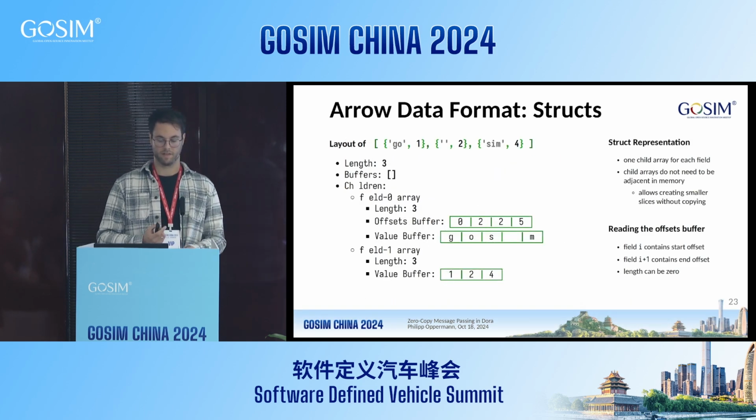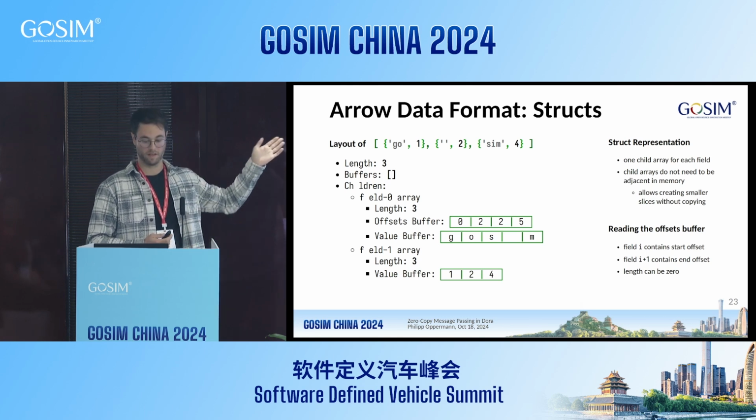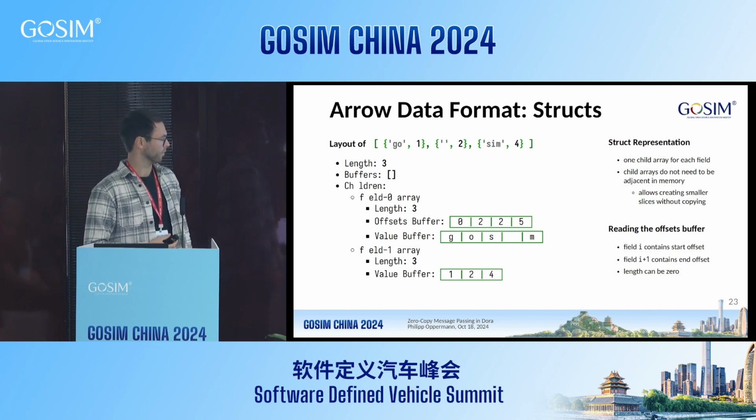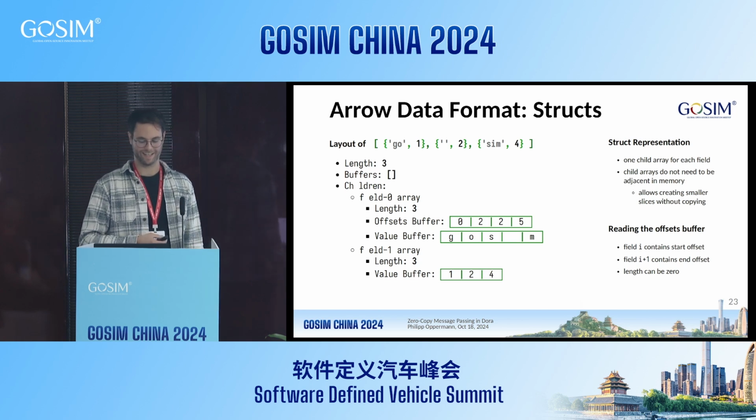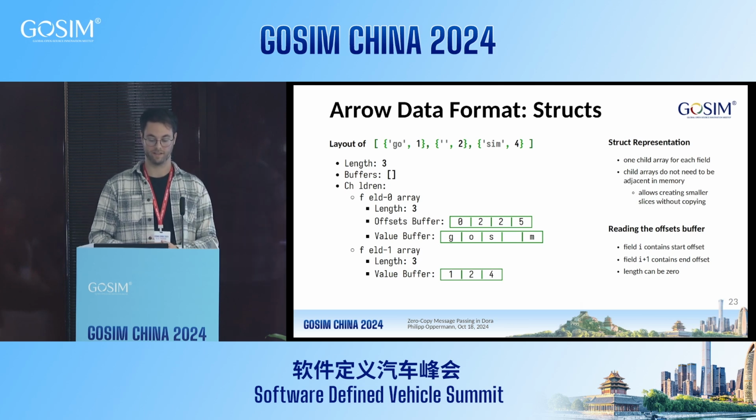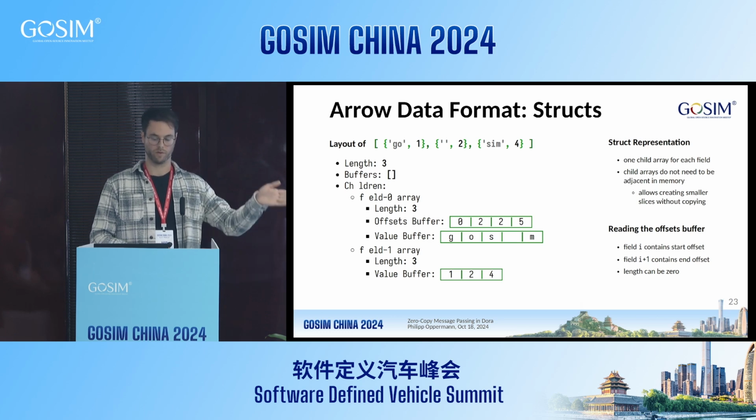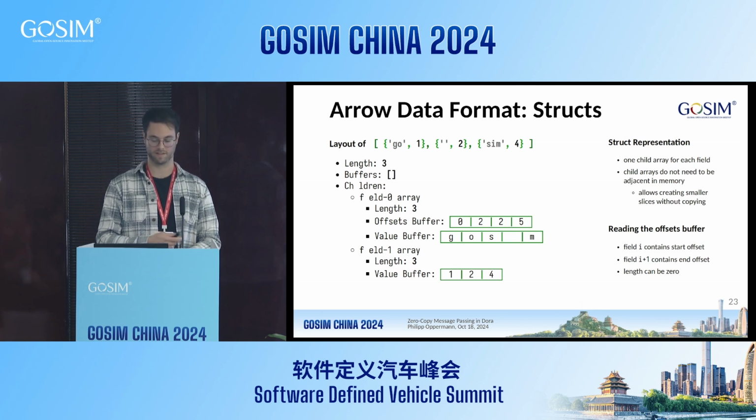Structs are represented, as I said, as individual lists for each field. So in this example, we have an array of structs with a string field and an integer field. The first child array is containing the string data. Again, we have a value buffer that contains all the string bytes. And then we have an offsets buffer that specifies the start offset and the boundary offsets, where the next string begins. And the second field is just an integer array, simple and easy.